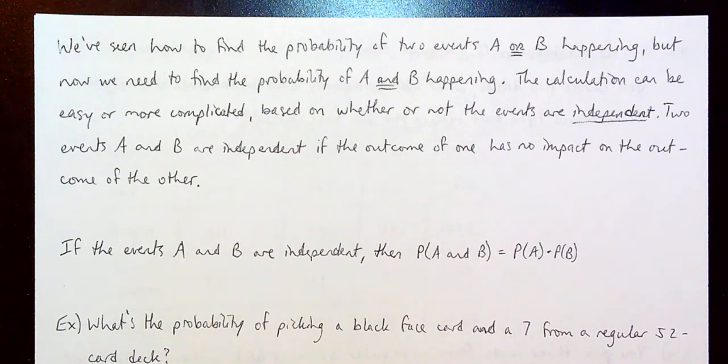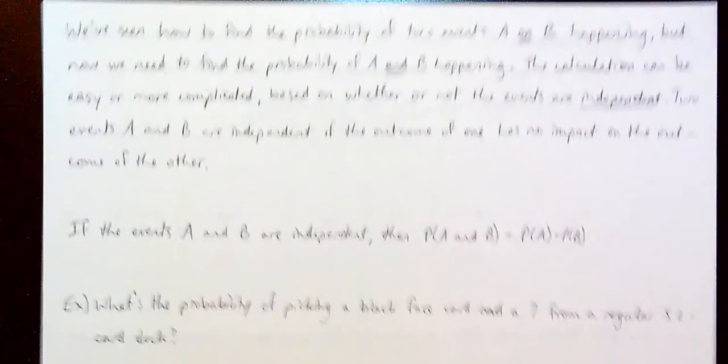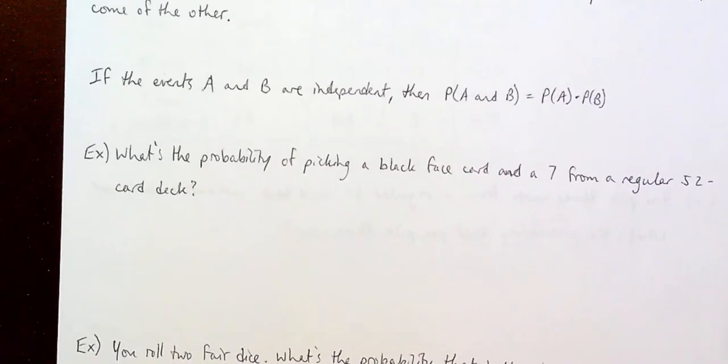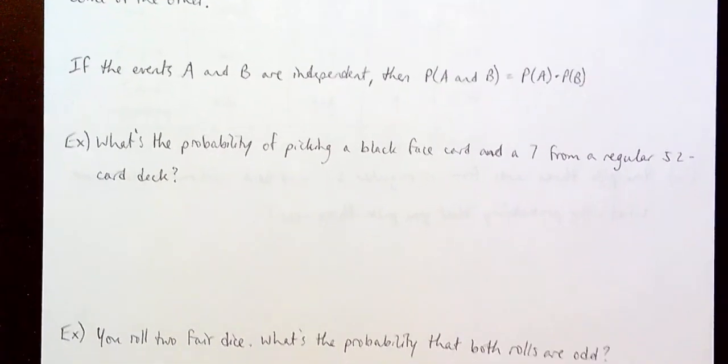So if your two events A and B are indeed independent, then the probability of A and B happening is simply the product of the probability that A happens and the probability that B happens. P of A and B is equal to P of A times P of B. So let's go through a couple sample problems here just to show this formula being used.